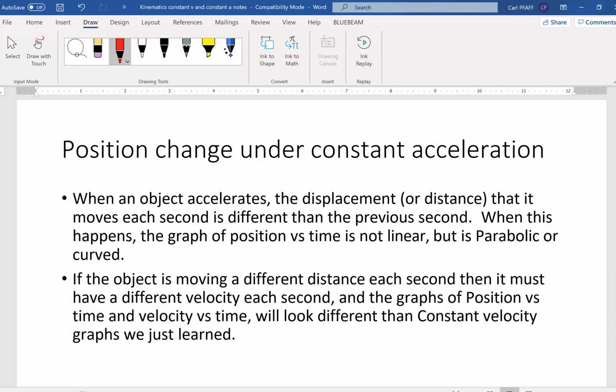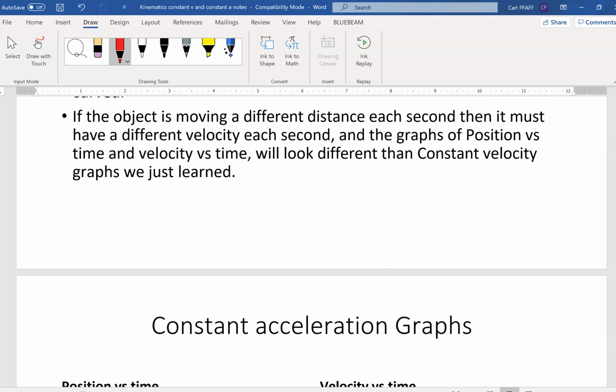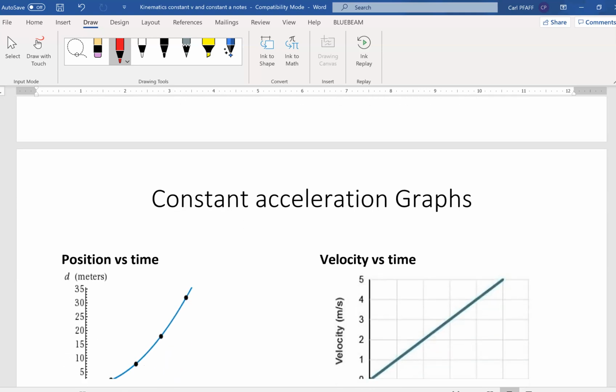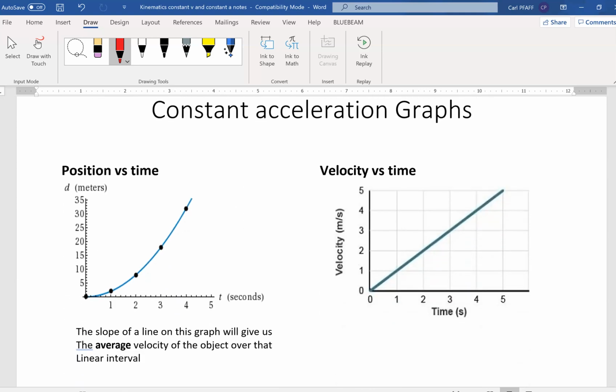So it's moving at a different distance each second, then it's going to have a different velocity each second, right? And the graphs of position versus time and velocity versus time are going to look different than the ones we've seen before, right?